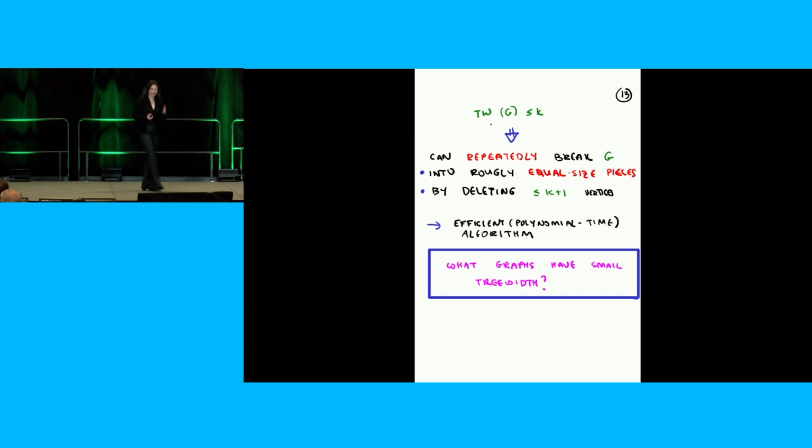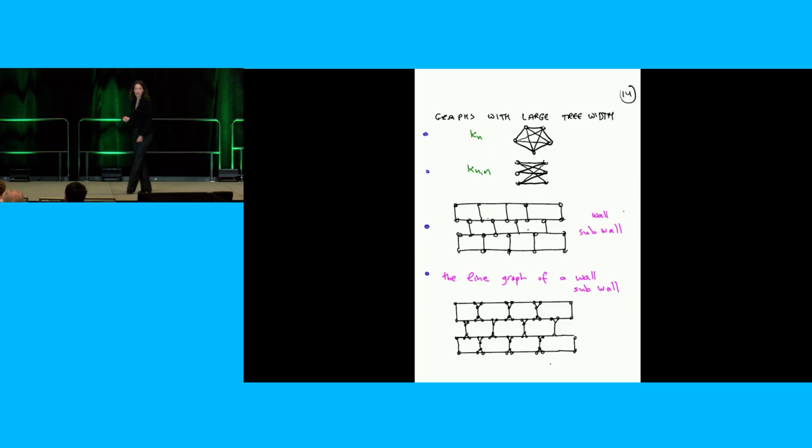Okay, so that's it. So now we're going to ask the question: what causes a graph to have small tree width? Now that we convinced ourselves that graphs that have small tree width are an interesting class of graphs, we're going to ask what causes a graph to have small tree width, and that's going to be the second half of my talk. In order to answer the question, what causes something to have low tree width, you need to know examples of things that have high tree width, right? Because otherwise, maybe everything has low tree width.